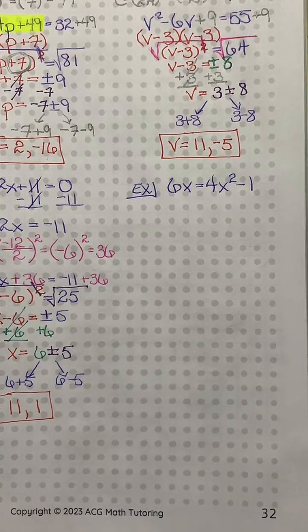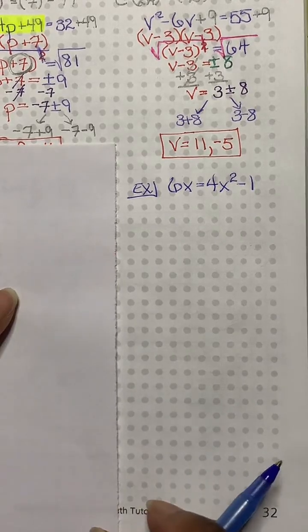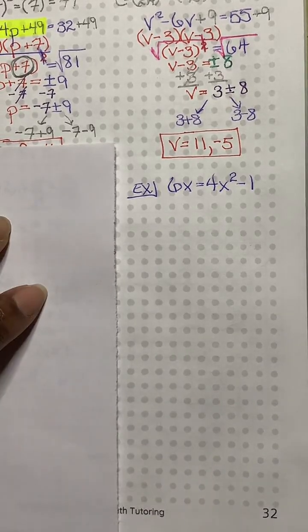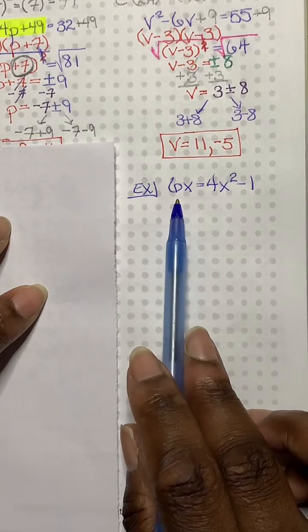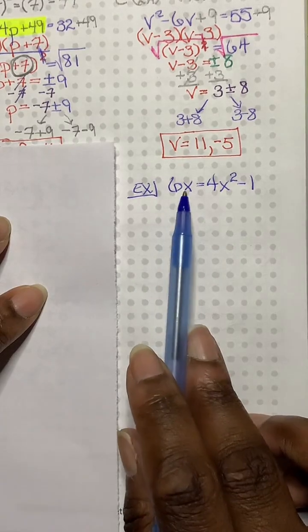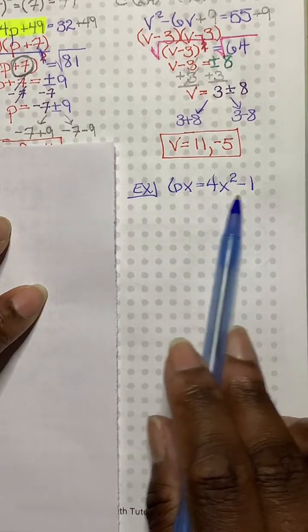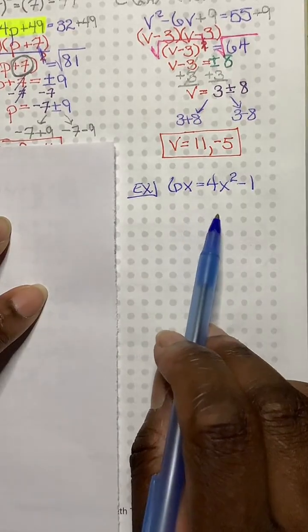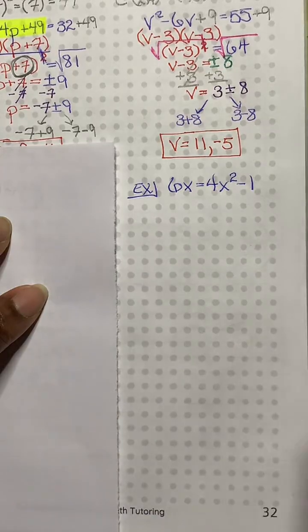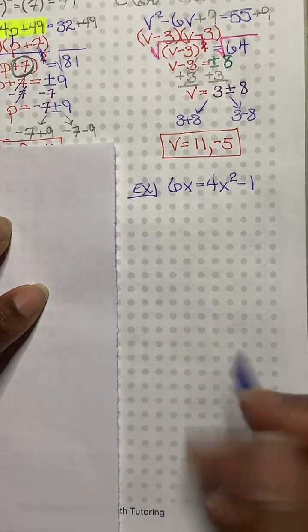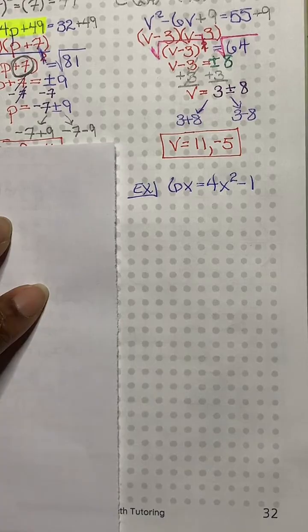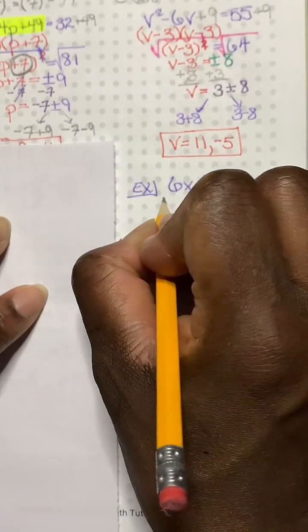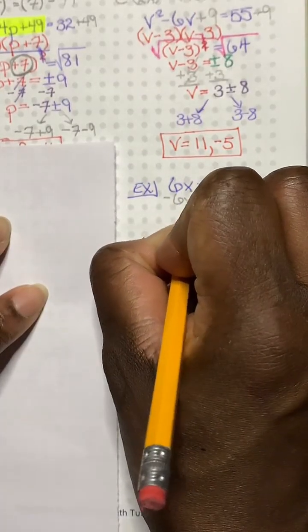All right. Let me introduce you a little bit to the AC method. Now, AC method is not completing the square. So that means my equation has to equal 0. So I need to move everything on one side. The easiest way for me to do that, let's be real, let's subtract 6x on both sides.